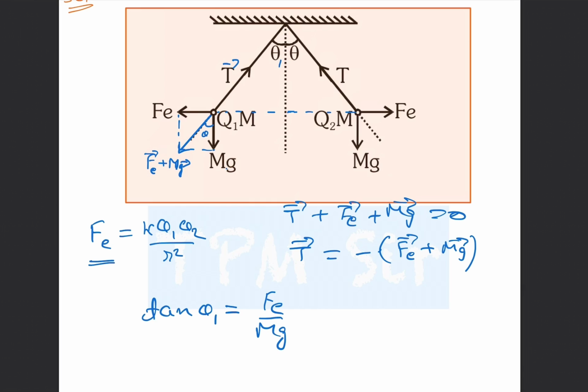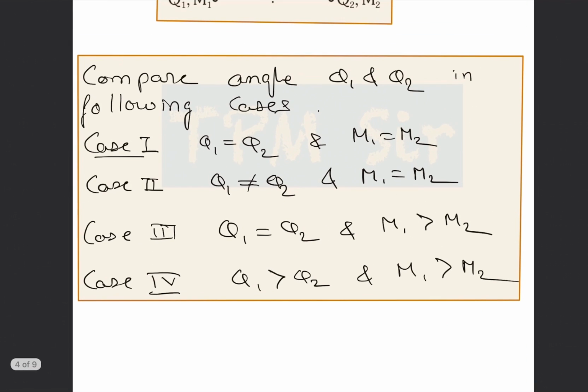And if this is m1, then you would have written m1g, and for the right side you would write tan theta is equal to Fe upon m2g if suppose masses are different. But here masses are same. So no doubt, if masses are same, if m1 is equal to m2, then theta 1 is equal to theta 2, right? So the answer will be theta 1 is equal to theta 2.